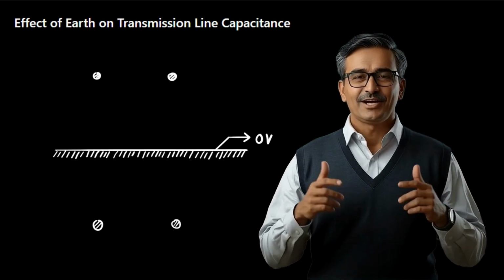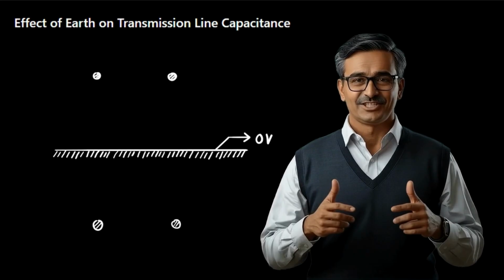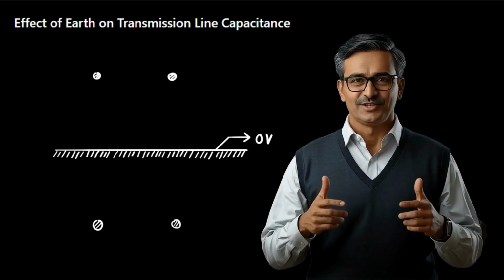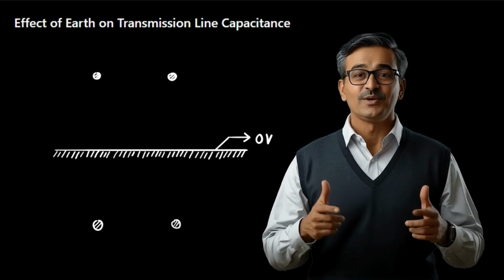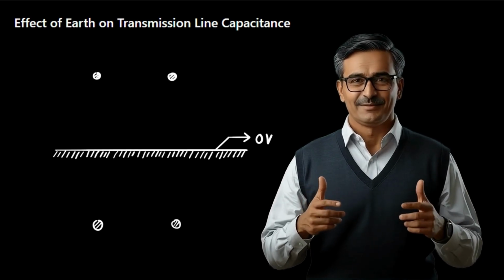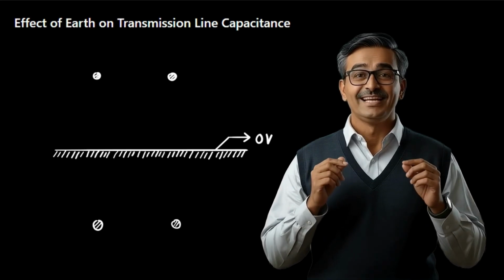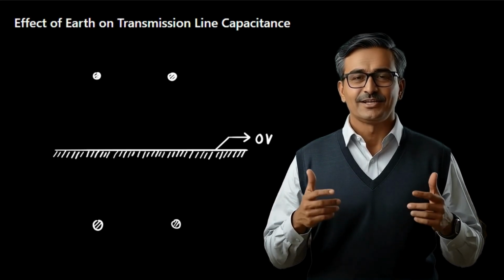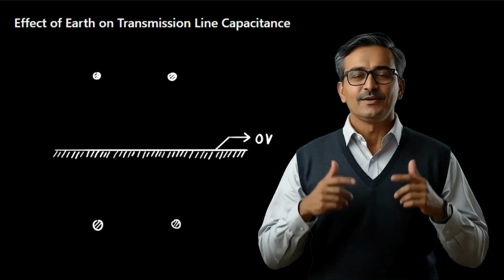This imaginary conductor creates exactly the same electric field above the ground as the actual earth. Therefore, we no longer need to solve a difficult problem involving the earth. Instead, we simply analyze the system using the real conductors and their image conductors. This is the beauty of the method of images.